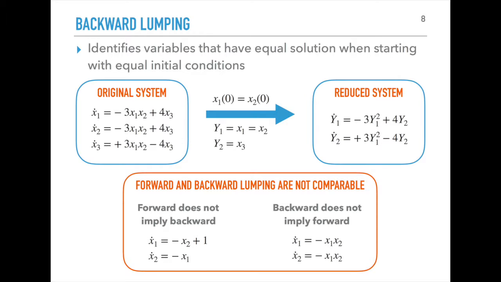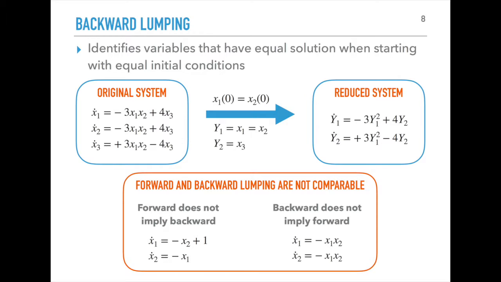So now I will give you also the example of backward lumping, where essentially one identifies variables that have equal solution at all time points. So essentially the second condition is that they need to start with equal initial conditions. If this is the original system with three variables, what we observe is that if x1 of 0 is equal to x2 of 0, then the derivatives will be equivalent, which means that the solutions will be equivalent at all time points.